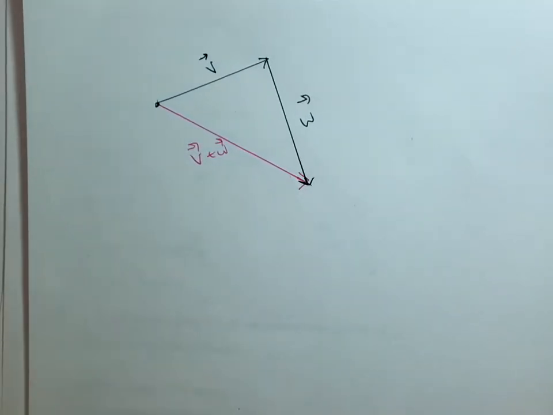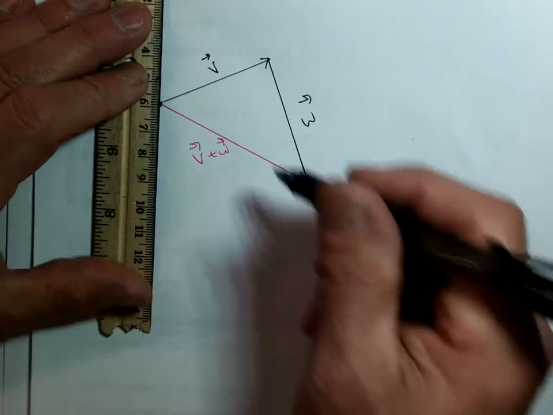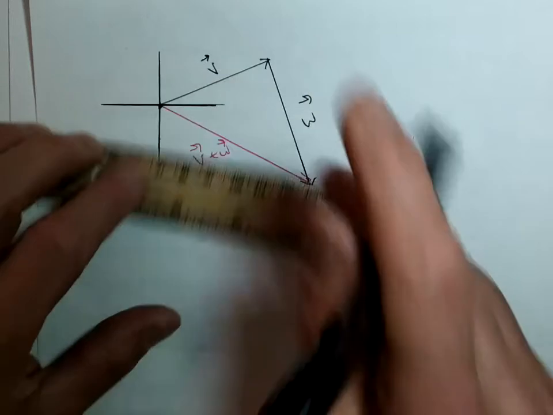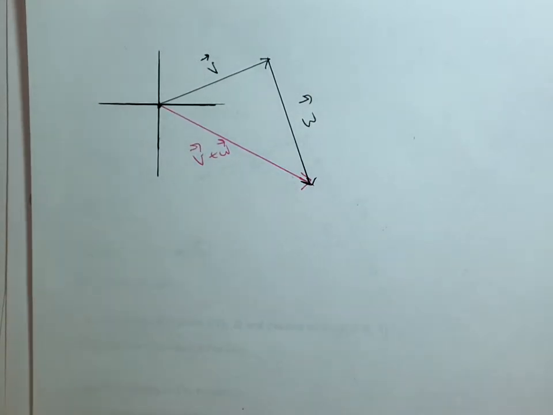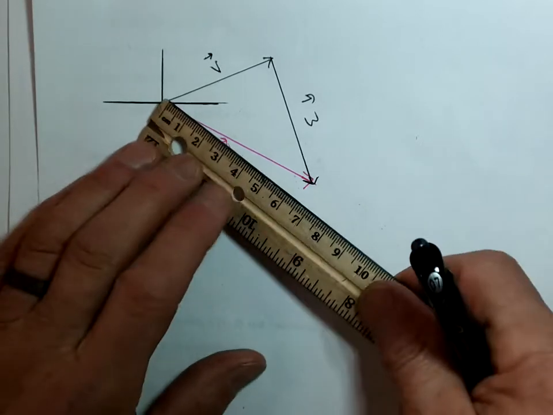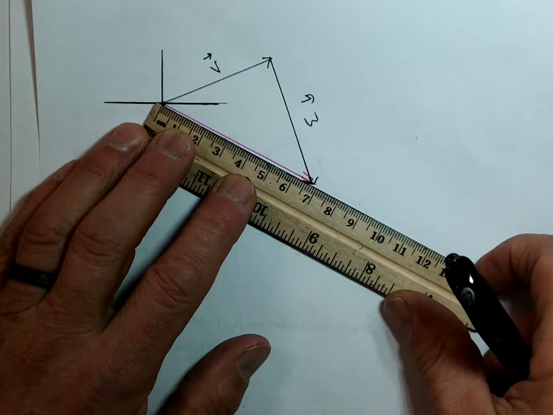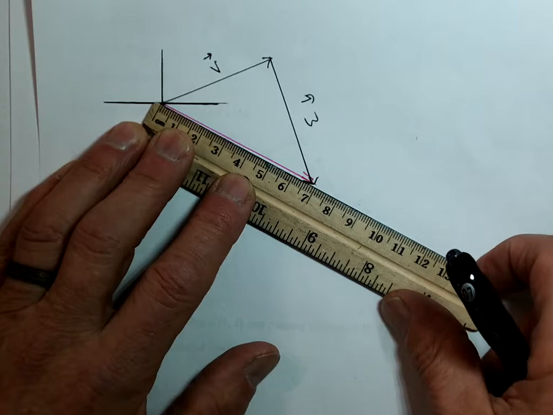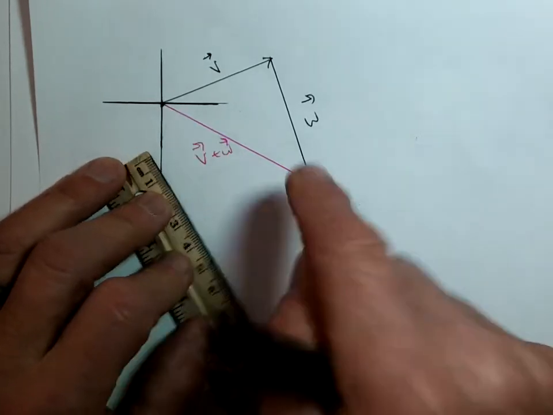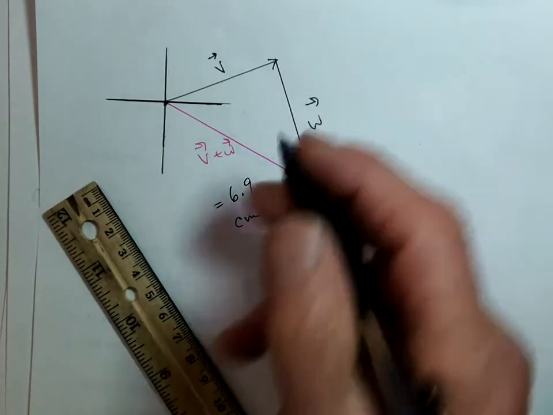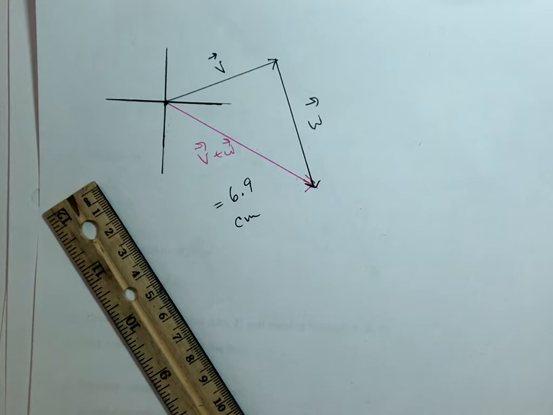So the direction, okay? All right. So my magnitude is the length, right? Okay, so let's measure it. It's about 6.9. Okay, I'm just measuring it. So the length of this is about 6.9 centimeters. If it was a force, it'd be like 6.9 pounds. If it was a speed, it'd be like 6.9 miles per hour, whatever it happens to be.